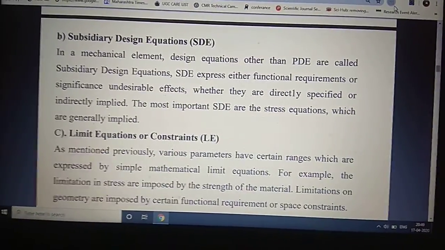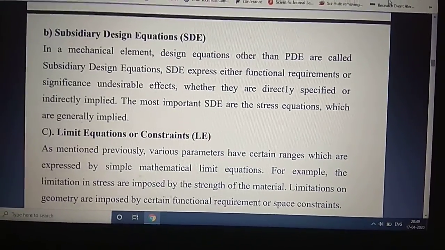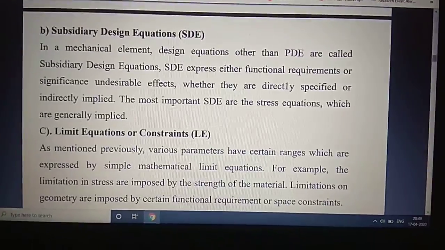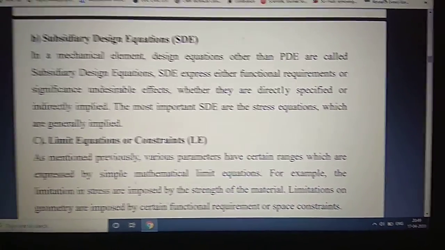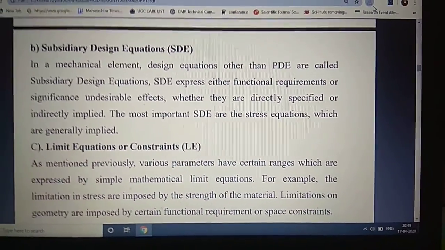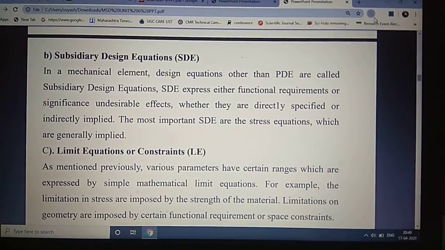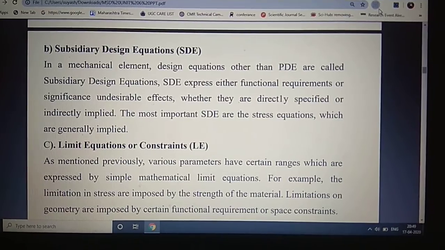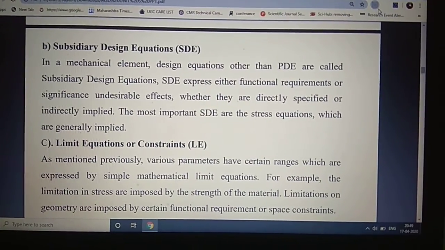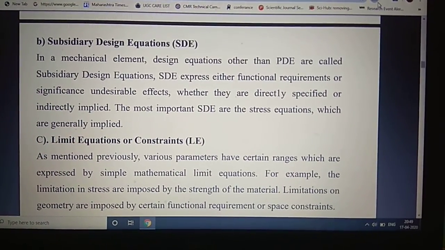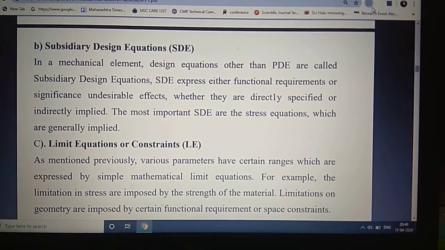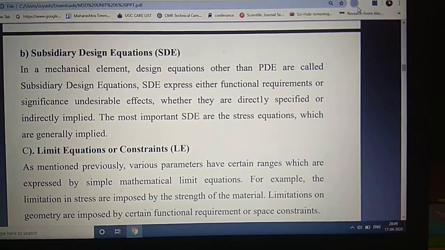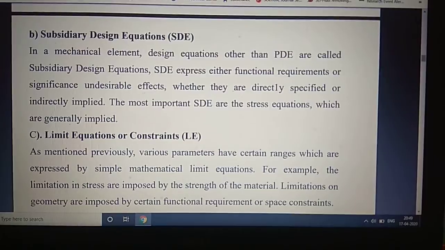The same thing you can apply to SDE. In mechanical element design, equations other than PDE are called SDEs. The SDEs express either functional requirements or significant undesirable effects, whether they are directly specified or indirectly implied. The most important SDEs are the stress equations, which are generally implied. So whenever the stress equations are considered, these are the SDEs.